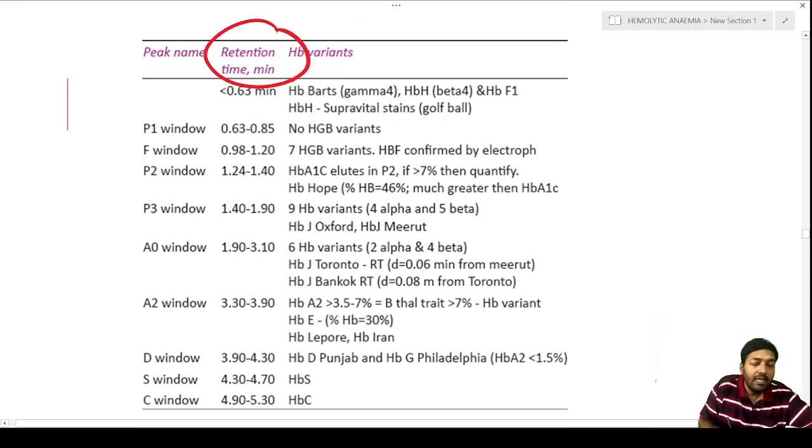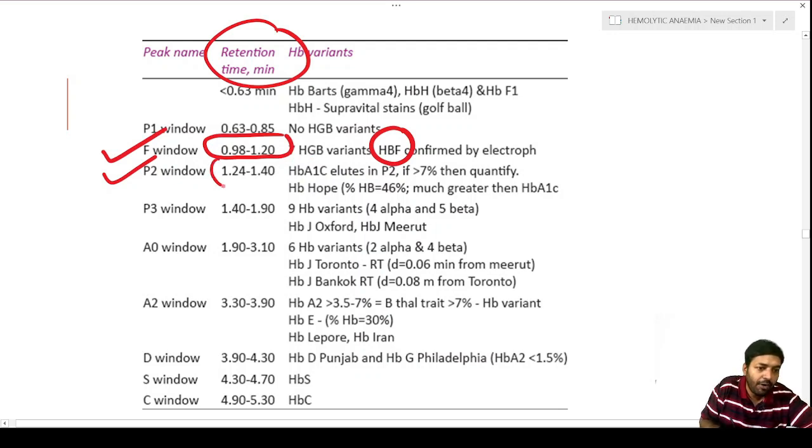Okay, so another very important point that you have to understand is the different retention times for different molecules. As we see, there is an F window, the HbF window. The retention time is approximately 0.98 to 1.20 minutes. Over here, basically the HbF is eluting. In the P2 window, just after the HbF, at 1.24 to 1.40 retention time, the HbA1c is going to elute. If it is more than 7%, it is indicative of diabetes, and then we will quantify that as well.